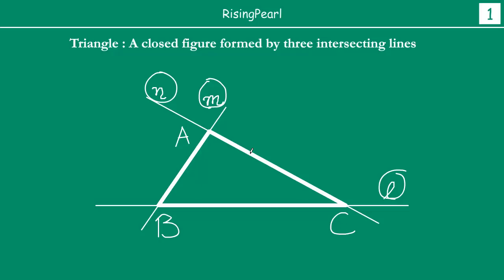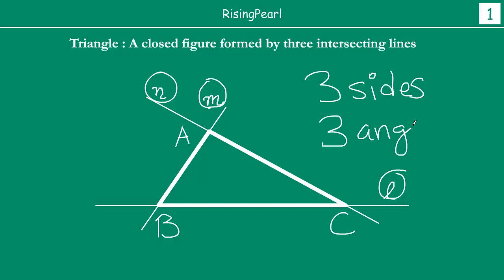So a triangle has three sides. Let's write it here: three sides, right? And it has three angles. So this is what is meant by a triangle: three sides and three angles.